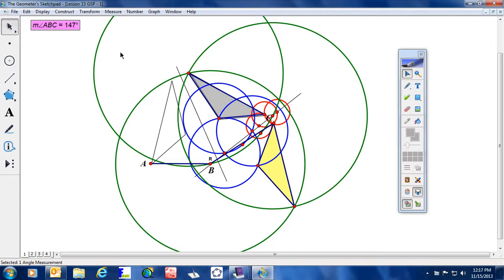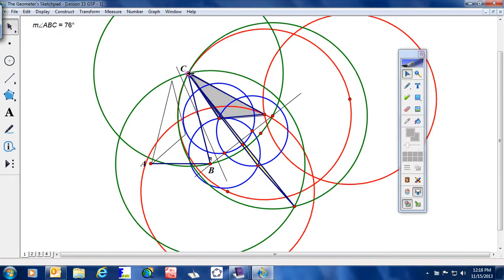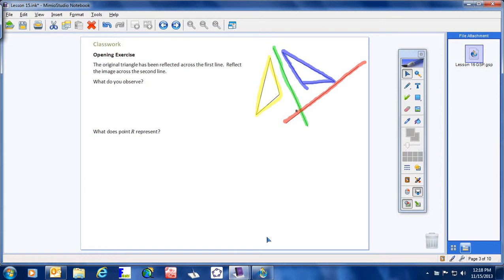Well, that is from the white triangle to the yellow triangle, but what about from the gray triangle? Well, what do you think it'll be from white to gray? Well, half of 147. Where do I need to move it to? Over here, right? Yeah. 77. Is that about half of it? Yeah. Okay. Cool. So you can have situations where a reflection and a rotation are the same thing.